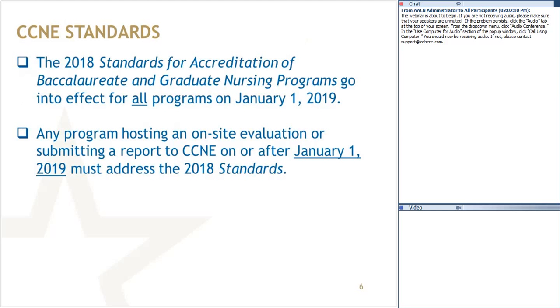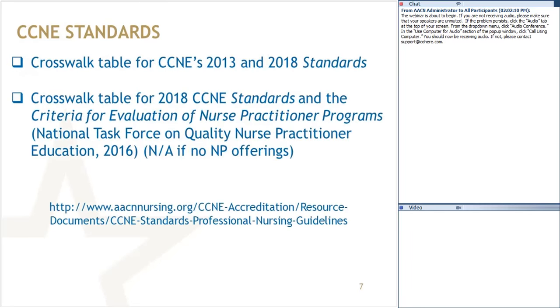Here's the information that I know most of you have been waiting for. So if I had a drum roll, I would provide that. The first is that the new standards, the 2018 standards, are going to be going into effect for all programs on January 1st, 2019. So what that means, if your program is hosting an on-site evaluation or submitting a report to CCNE on or after January 1st, 2019, your program is going to be addressing the new standards.